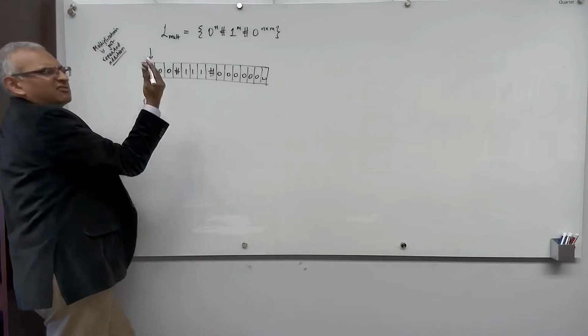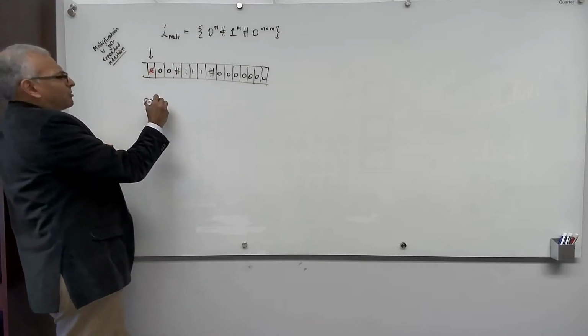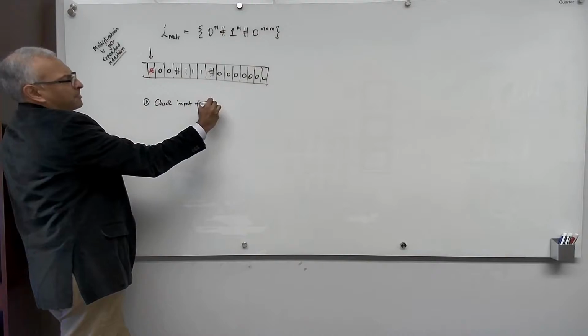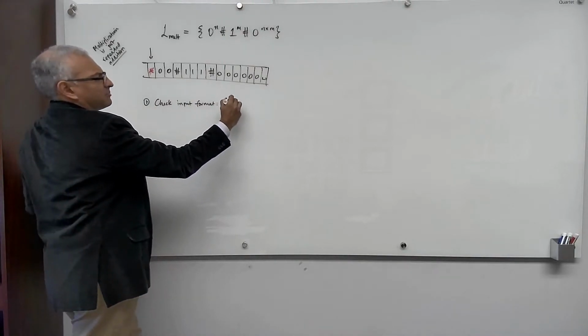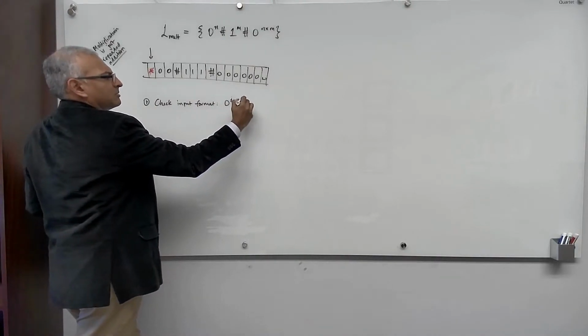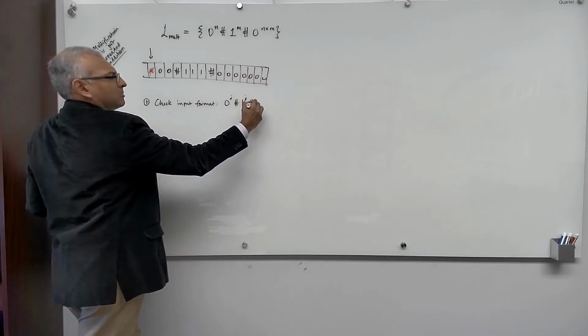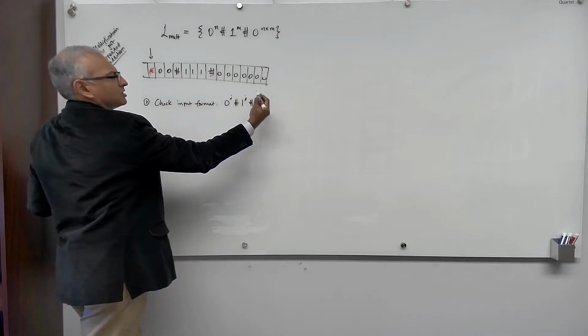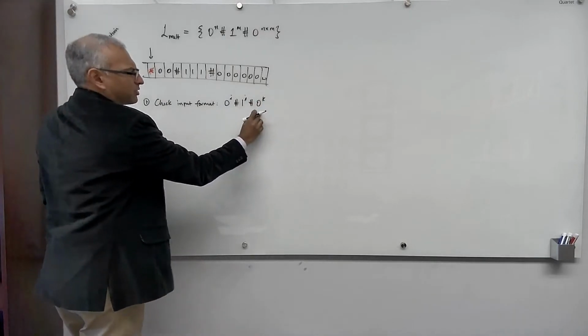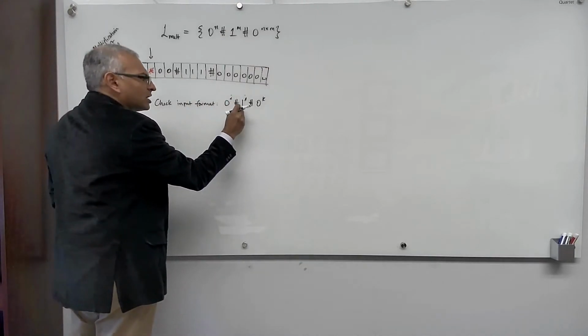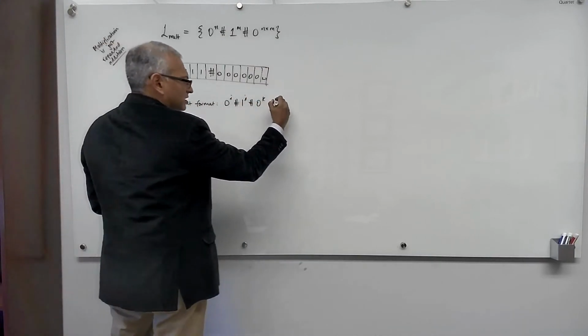Step 1 is very easy. Check the input format, and the format we require is some number of zeros, pound, some number of ones, 0 to the i, 1 to the j, pound, some number of zeros, let's say 0 to the k. Now, in this step, we're not verifying that k is the product. We're just saying that the format of the string is zeros followed by ones followed by zeros with punctuations.